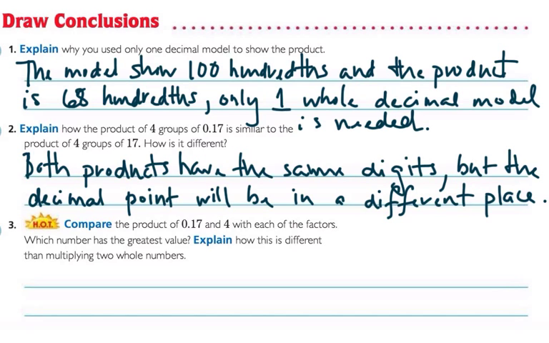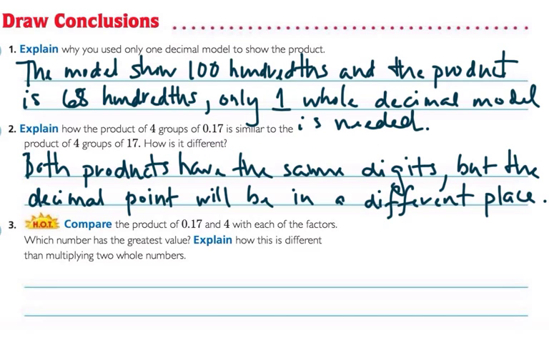So both products have the same digits. Because they have the same digits in their factors, they will have the same digits in their product. Same digit in both factors, same digit in the product. However, the decimal point will be in different places. Here we have 2 whole numbers, so there will be no decimal point, but here we have a whole number and a decimal, so there will be a decimal point.